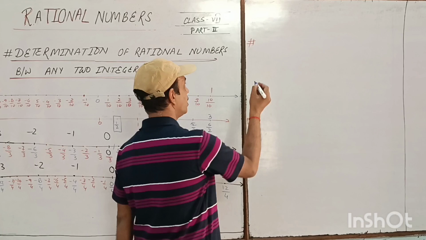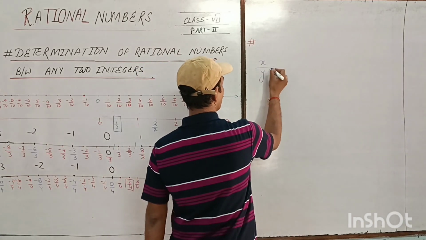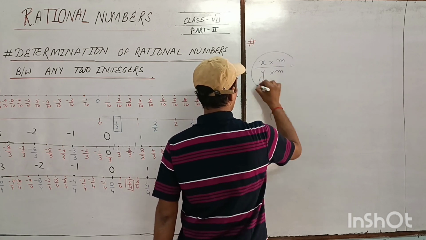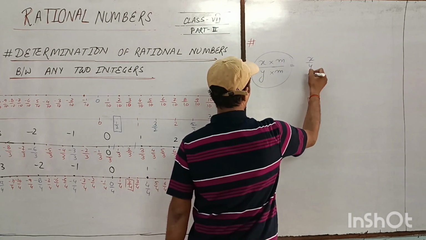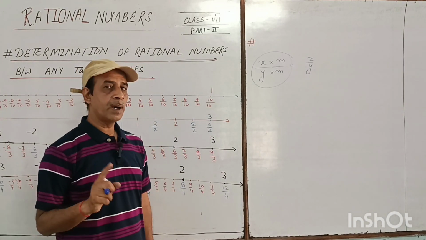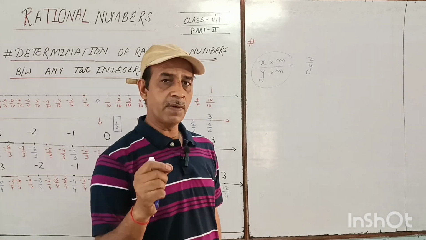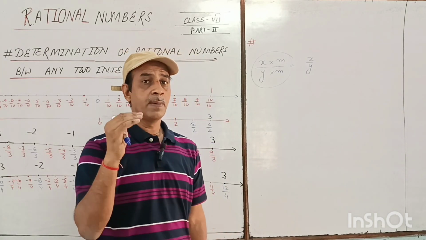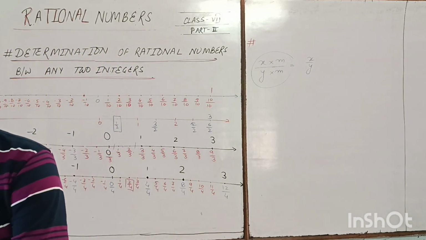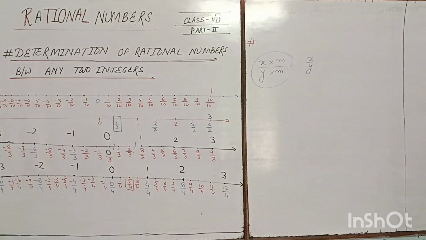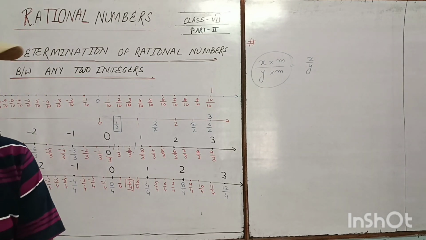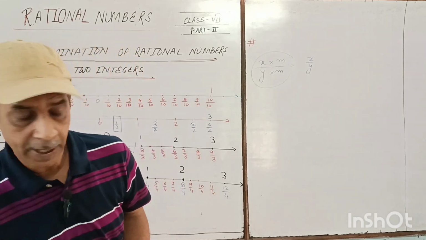Do you remember? If x upon y was a rational number, we were multiplying it by m, where m is a non-zero integer. That means the same thing is on the number line. We can represent a given rational number on the number line by infinite rational numbers. Fine? That means what can you say? What we have seen.